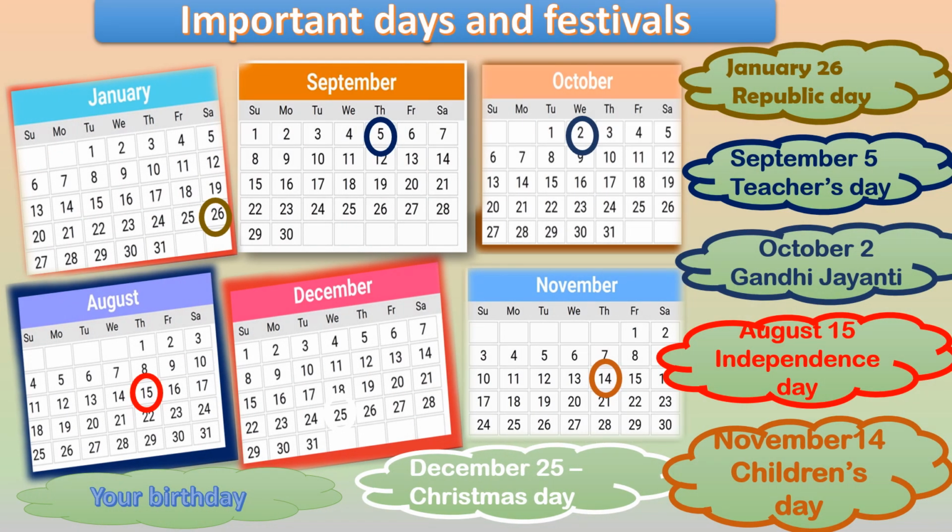A calendar also tells us important days such as Independence Day, Republic Day, Gandhi Jayanti, Children's Day, Teachers Day, Father's Day, Mother's Day, and your birthday. It also tells us about important festivals in a year such as Holi, Diwali, Pongal, Onam, Makar Sankranti.